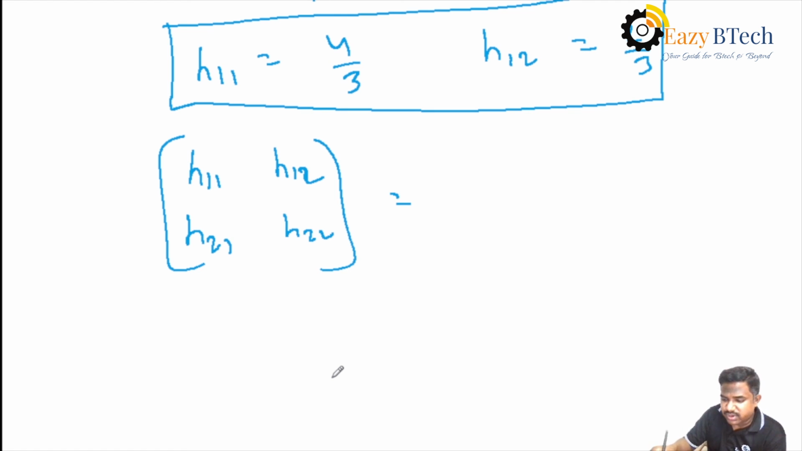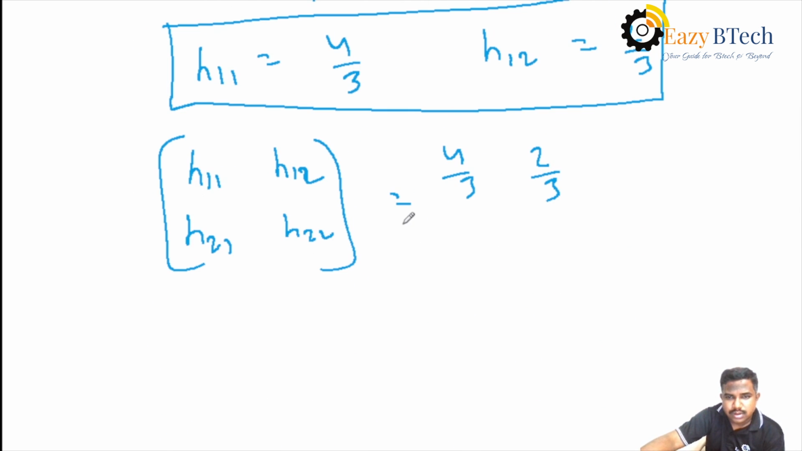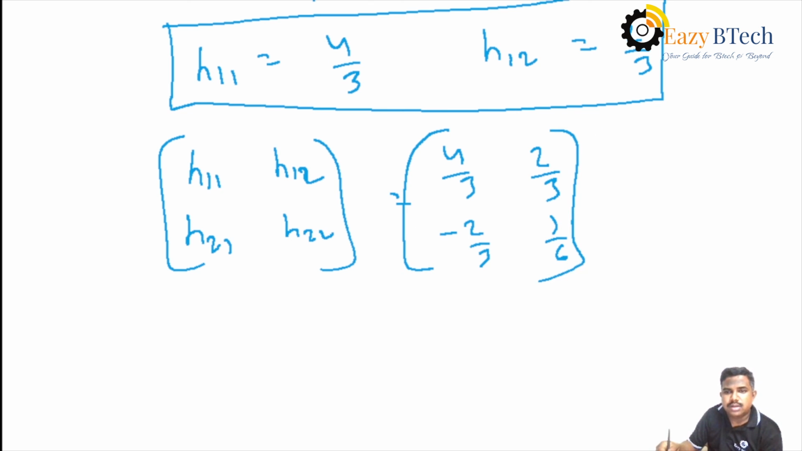Therefore, H11 is 4 by 3, H12 is 2 by 3, and H21 minus 2 by 3. Then in this way, you have to find out H parameters for the given network problem.